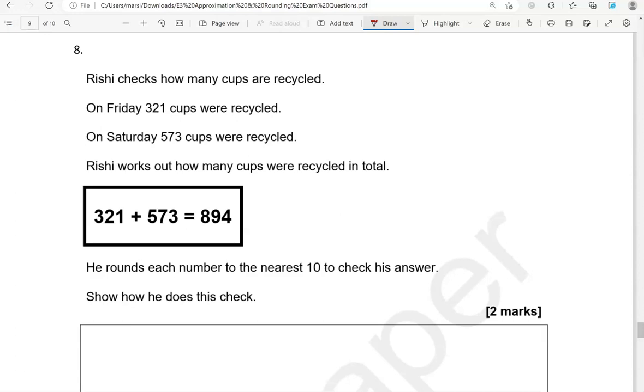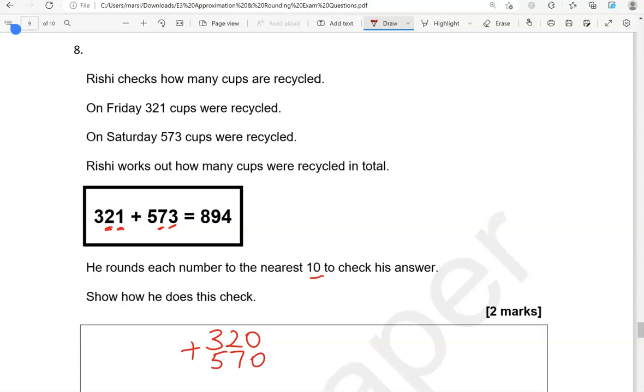So rounding to the nearest 10, in 321, the 2 represents the tens. To decide, we're going to look at the units. So that is below 5. So we're going to round down to 320. In 573, the 7 represents the tens. Looking at the units, which is 3, that is below 5, so we're going to round down again to 570.